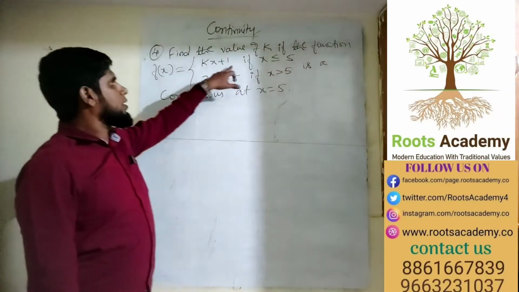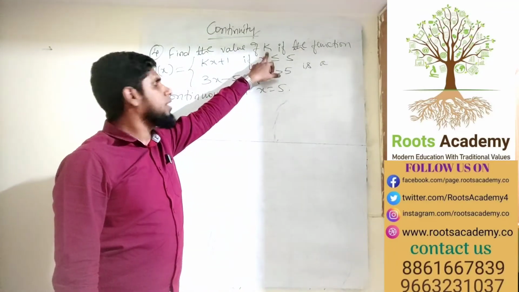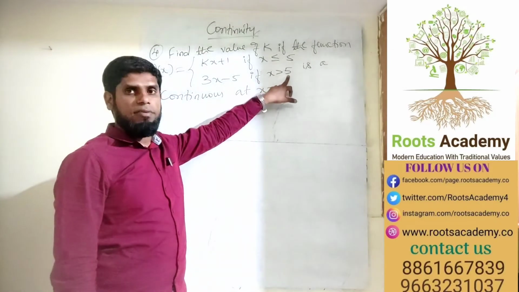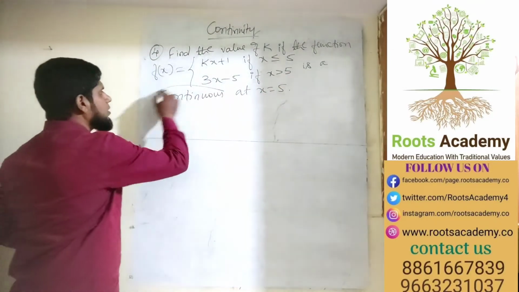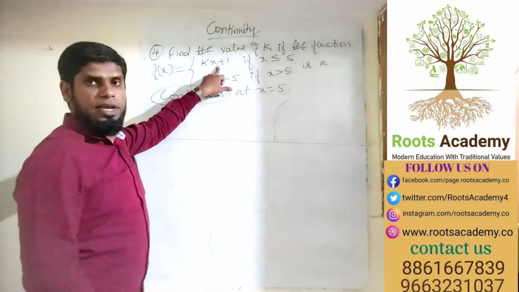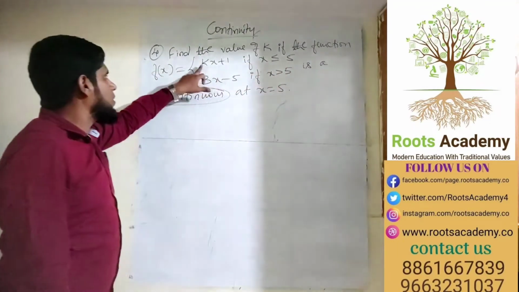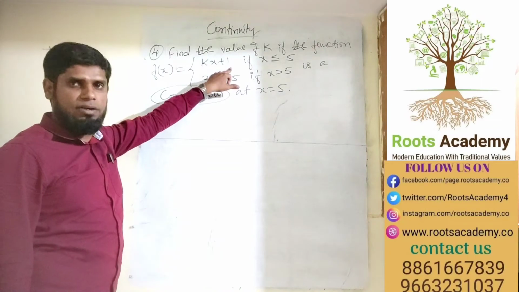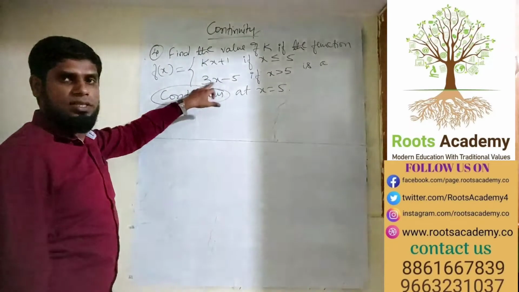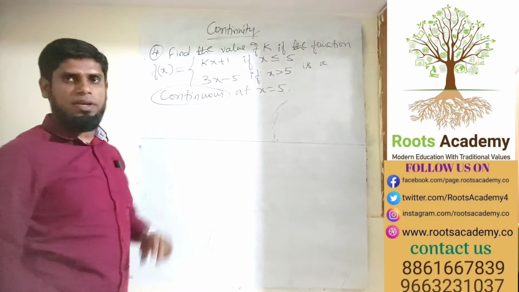Student, here we should find the value of k when x is less than or equal to 5 and x is greater than 5, and we declare that it is a continuous function. For the left hand limit, we take kx plus 1 as the function, and when x equals 5 the function is also kx plus 1. When x is greater than 5, the function is 3x minus 5. That means for the right hand limit, the function is 3x minus 5.